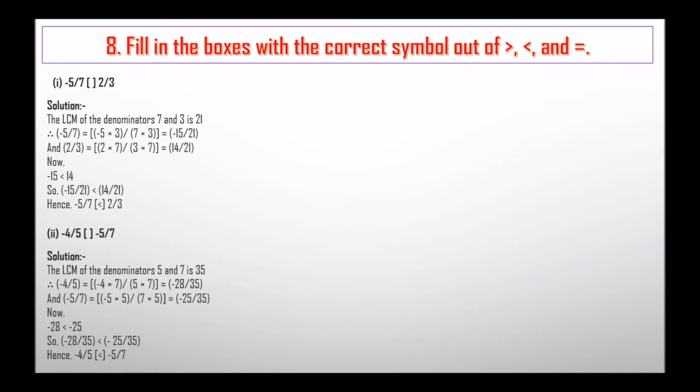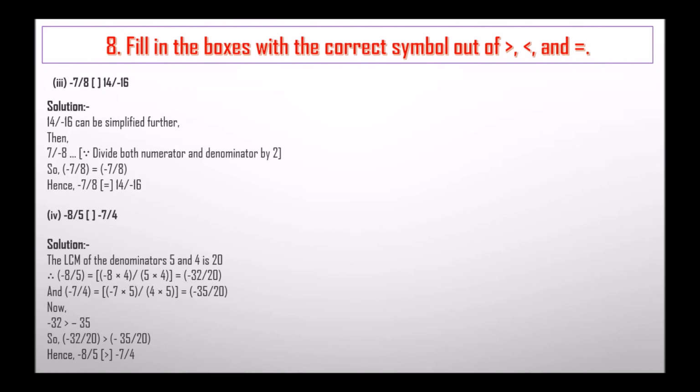Next, minus 4 upon 5 box minus 5 upon 7. The LCM of the denominators is 35. So we will get minus 28 upon 35 and minus 25 upon 35. So minus 28 is more than minus 25. So minus 28 upon 35 is more than minus 25 upon 35.